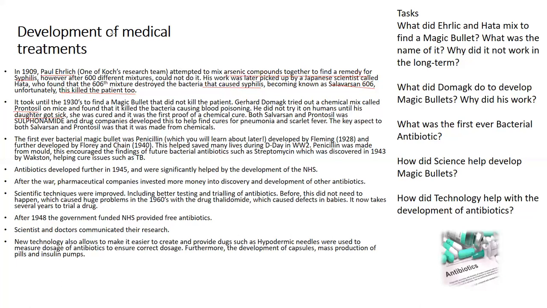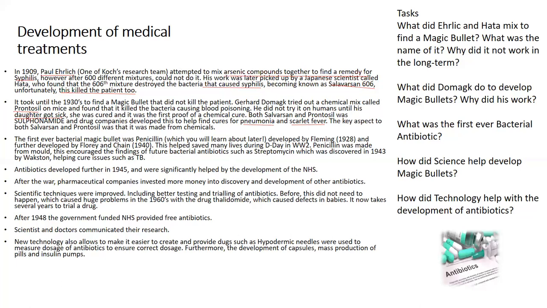Now, the key thing about both Salvarsan and Prontosil was sulfonamide. And drug companies developed this to help find cures for pneumonia and scarlet fever. The key aspect of both Salvarsan and Prontosil was that it was made from chemicals. So the key thing here is that due to the work of Ehrlich, Hata and Domagk, you started to have chemical treatments that were being trialled. They were using things like sulfonamide to be able to mass produce different treatments for different illnesses, such as pneumonia, scarlet fever, all different illnesses that can cause death. This is a key turning point: chemicals can be used to create a treatment.